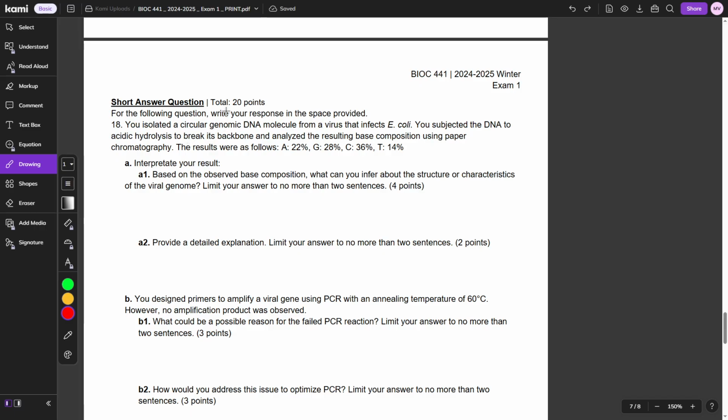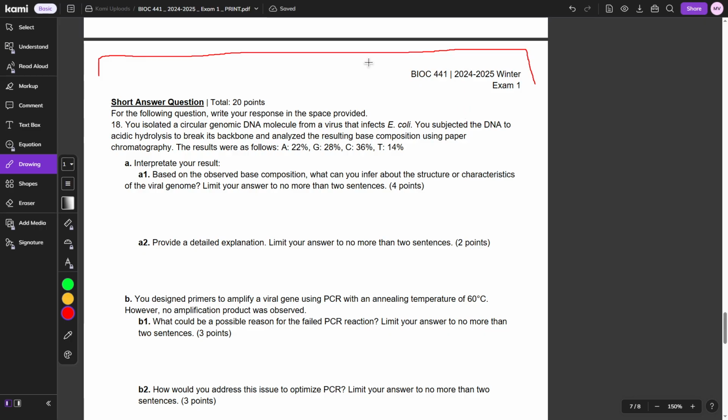For the following question, write your response in the space provided. 18. You isolated a circular genomic DNA molecule. I would honestly, for your guys' exam, I would expect a question like this. It's like the only way they can ask a short answer question, I think, really. Maybe I'm missing something, but this is one of the easiest ways to ask.